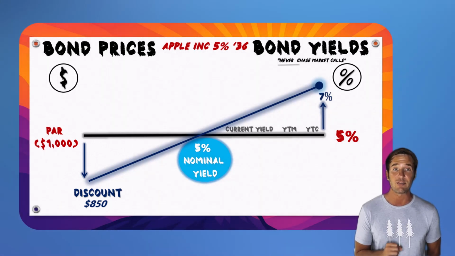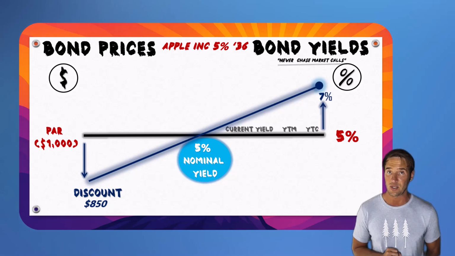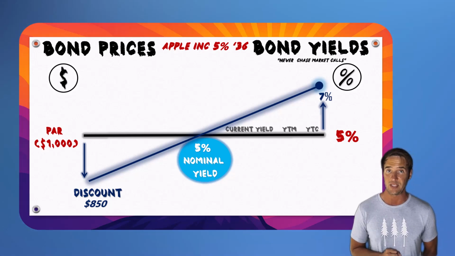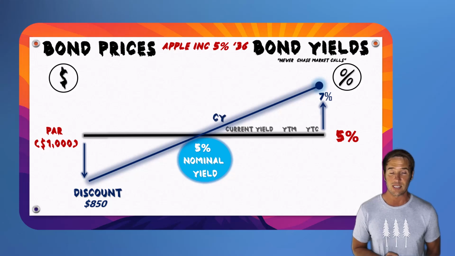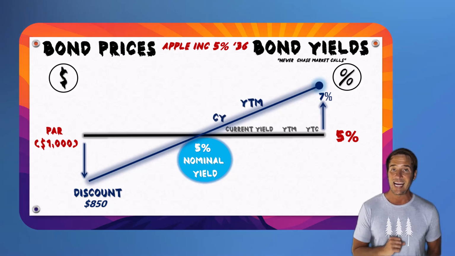Well, remember, never chase market calls. The N is already listed. That's our nominal yield. So now we just need to drop in the rest of the yields. So let's go ahead. We drop in our CY, then our YTM, and lastly, our YTC. Okay, so that was for a bond trading at a discount.